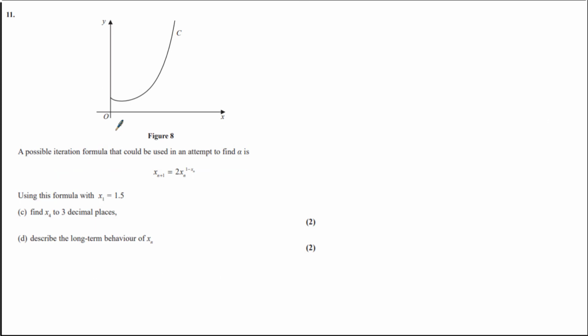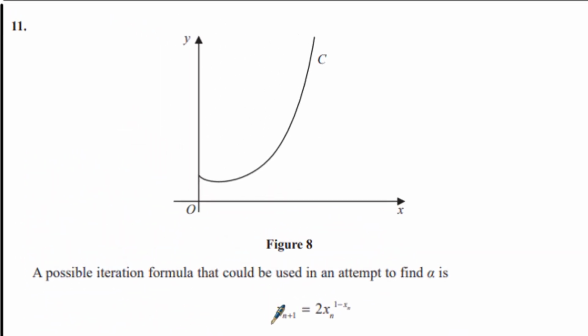Okay. The next part of the same question says a possible iteration formula that could be used in an attempt to find alpha is x sub n plus 1 is equal to 2 times x sub n raised to the power of 1 minus x sub n.